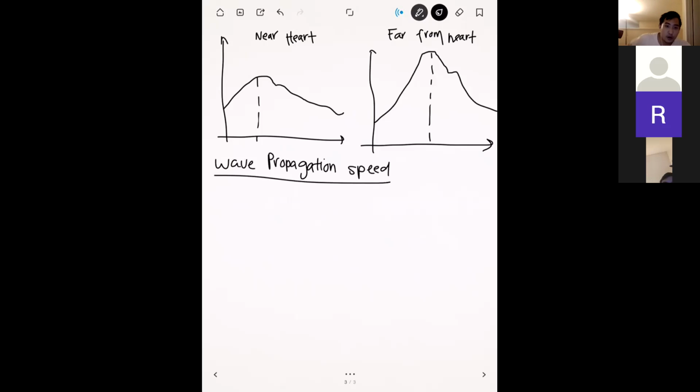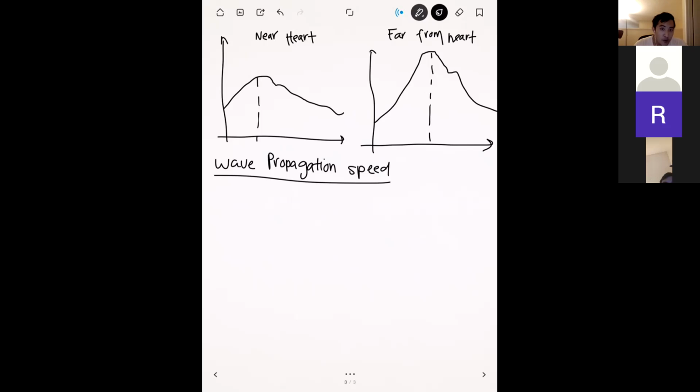Yeah, so the question is, why is it higher there? So the reason it's higher there is because of the wave reflections, right? As the pressure waves travel down the tree, they're going to reflect off the capillaries, and those waves that reflect back are going to add on to any of the incoming waves that are going forward, right? And so those two waves add together, and they result in a higher peak in places that are far away from the heart. Yep. Mm-hmm.